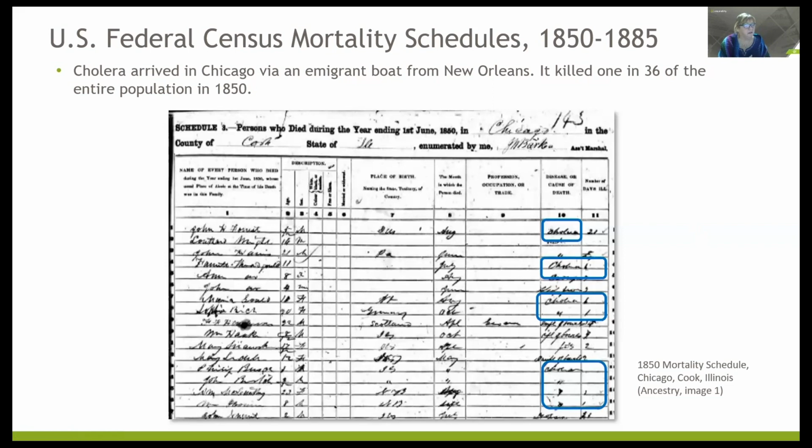For example, in 1849, there was a huge cholera epidemic, and it impacted cities across the country. So in Chicago, for example, it killed 1 in 36 of the entire population of the city. This is an 1850 mortality schedule for Chicago, and you can see all of the cholera deaths here. So it's important to remember that this happened because, number one, your ancestor lived through this epidemic. So that's part of their story.